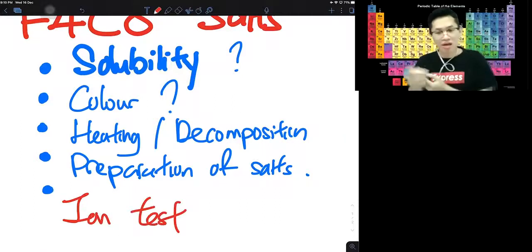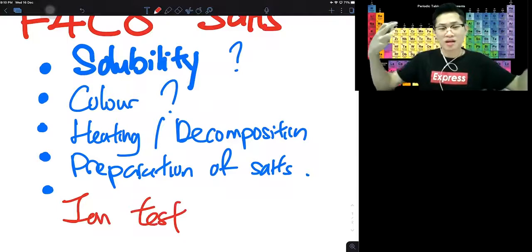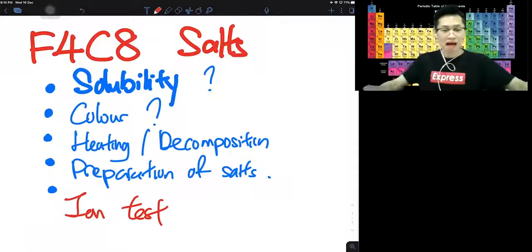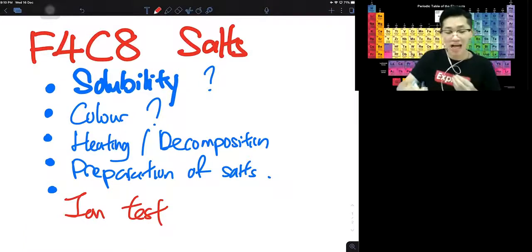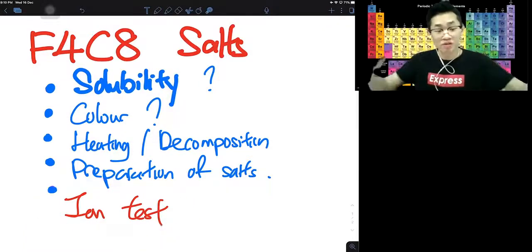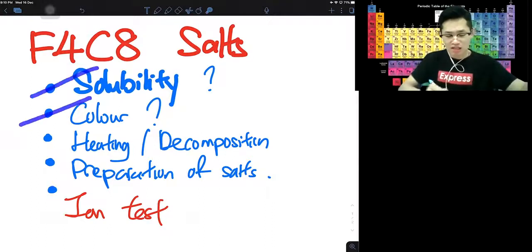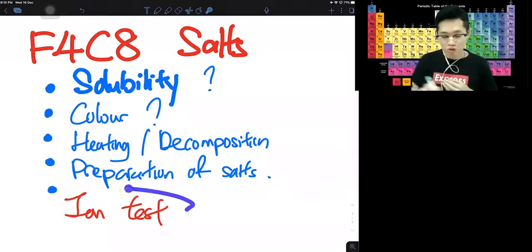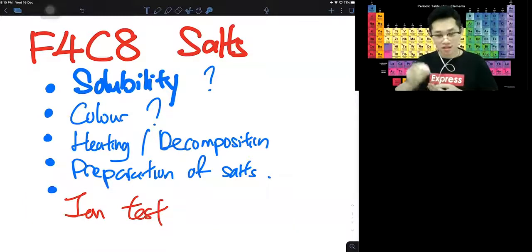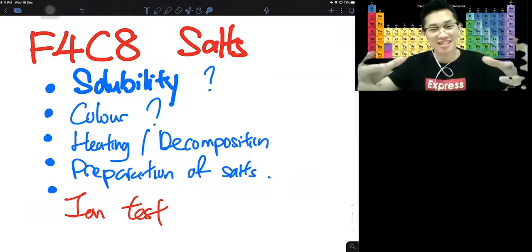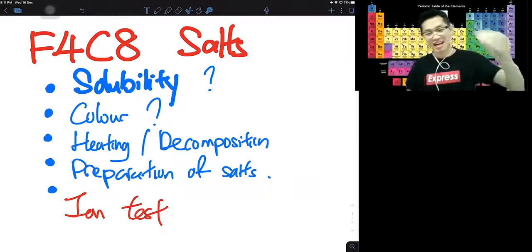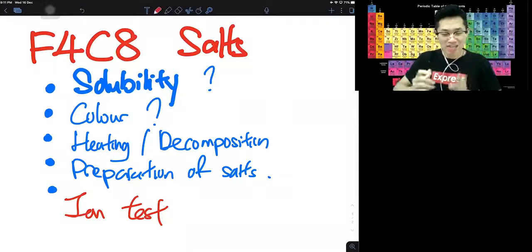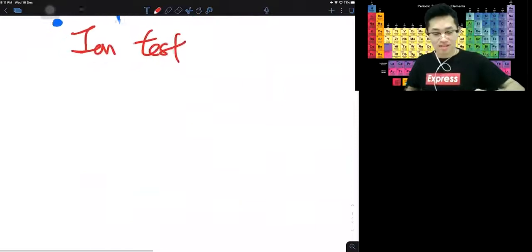As I remember, when I do revision for salt in extra class or in the normal class, I never have the chance to do the ion test in detail with you all. We always do solubility, color, heating, then stop already, no more time. So this time I do from the back, we do ion test. Trust me, if you pay attention, after like 10 minutes, you can write out the answer. So how to do ion test? This is the topic today.